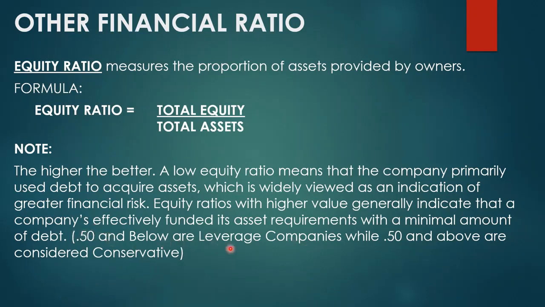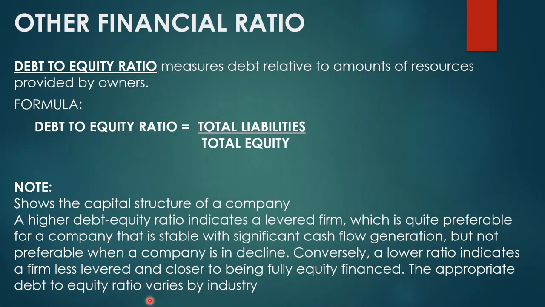0.50 and below are leveraged companies. Ibig sabihin, mas mataas yung debt ratio nila or mababa yung equity ratio, while 0.50 and above are considered conservative. Ibig sabihin, mas mataas yung equity ratio nila or mababa yung debt ratio nila. So, assessment yan ang tawag dito. O assessment lang yan. Now, debt to equity ratio.